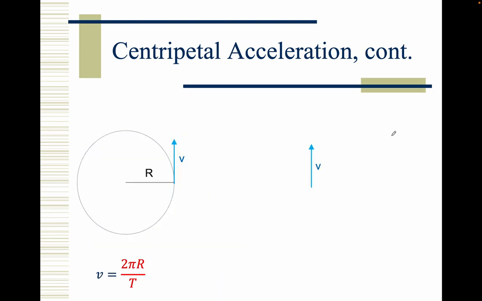Take a look at this. Here's an object that's traveling around a circle with some velocity v. And the velocity you could actually express as equal to the circumference of the circle, 2 pi r, divided by the time it takes to go around once, which would be capital T, the period.